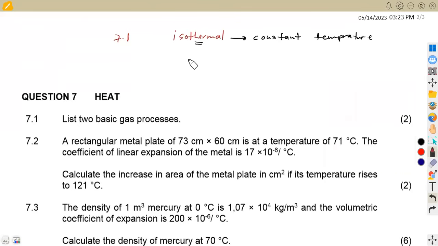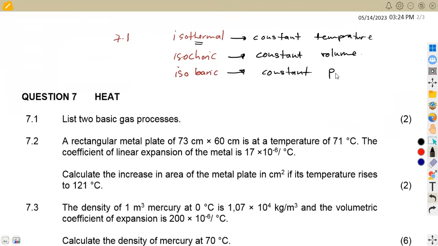We also have the isochoric process, which is a condition whereby we've got constant volume. So here we've got the constant volume. And the last part is isobaric. This is a consideration where we have got constant pressure. So here we deal with constant pressure.